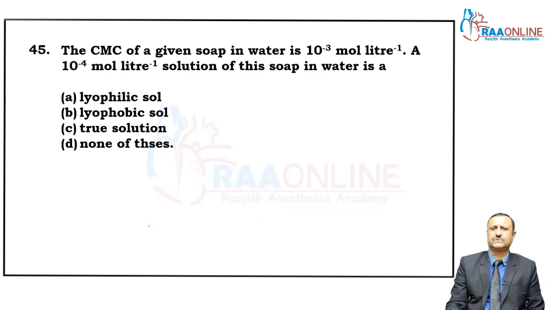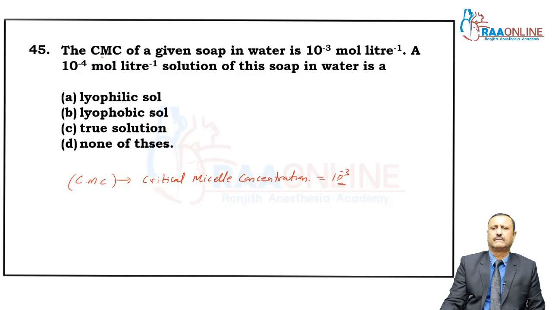The CMC of a given soap in water is 10 to the power minus 3 mole per liter. A 10 to the power minus 4 mole per liter solution of the soap in water is, because CMC, what is the CMC, my dear students? Critical micelle concentration. CMC is called critical micelle concentration. So, my dear students, here you can see the critical micelle concentration is CMC, and CMC in water is equal to 10 to the power minus 3 mole per liter.